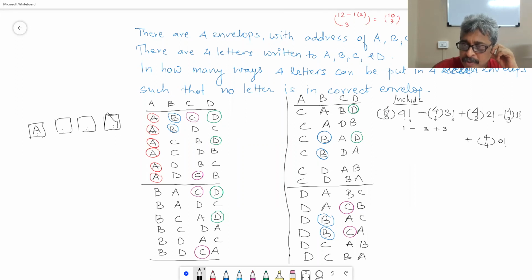Let us find out. 1 into 4 factorial, 4 3 12 24, minus 4 into 3 factorial, 3 6, plus 4 choose 2, 4 3 12 divided by 2, 6, into 2, minus 4 plus 1. 24 minus 24 is 0; 12 minus 4 is 8, plus 1, answer 9.